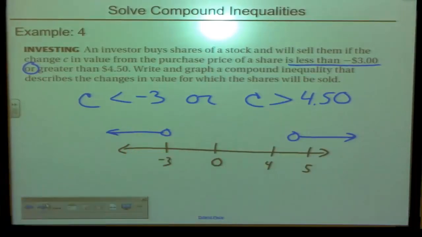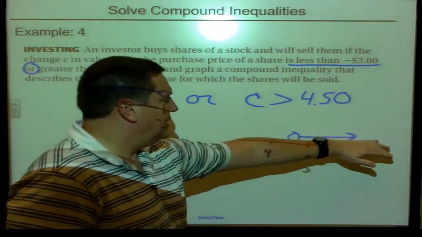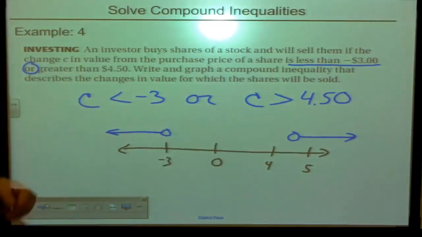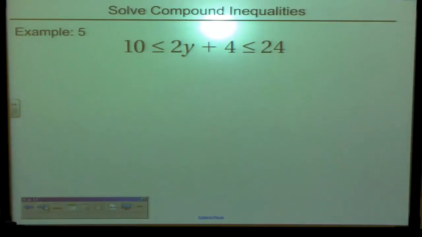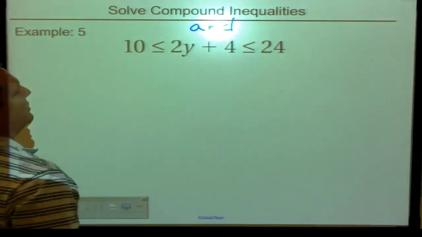And since there is no overlap, and they didn't ask that anyway, it's not an and. If it was an and, there'd be no solution, because there is no overlap. So anything over here or anything over there is acceptable, and that's when the person or the investor will actually sell. Solve compound inequalities. This is using and, because it's written in between.